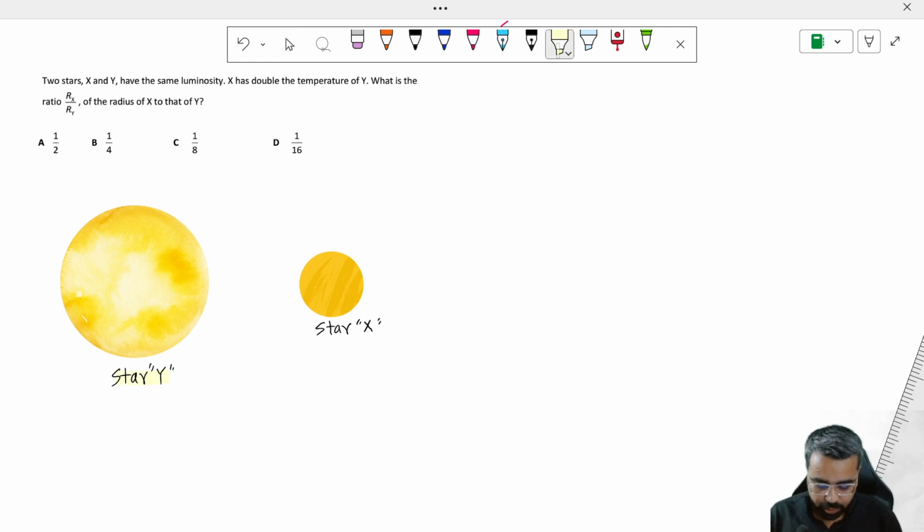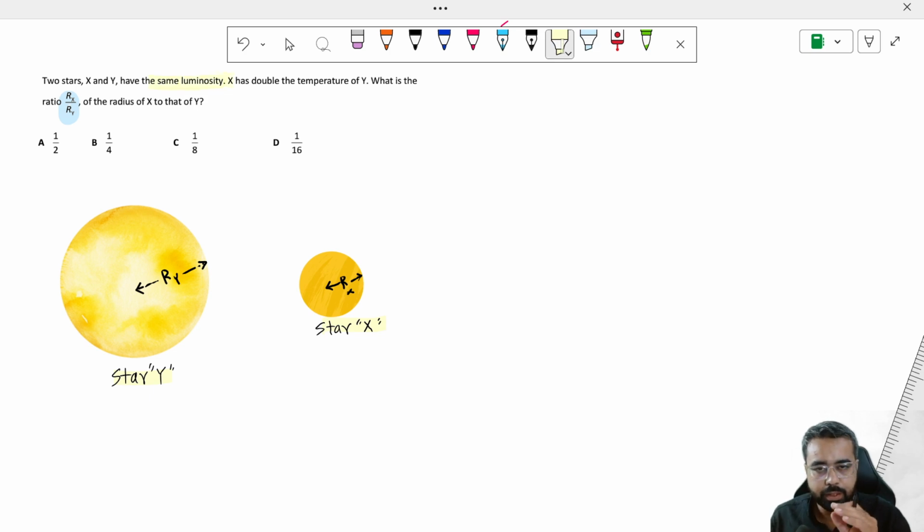So these are the two stars, star Y and star X, and these are their radii. So Ry and that is Rx. So in this question, we have to find out their ratio. But how can we find the ratio? We are given the condition that they have the same luminosity.